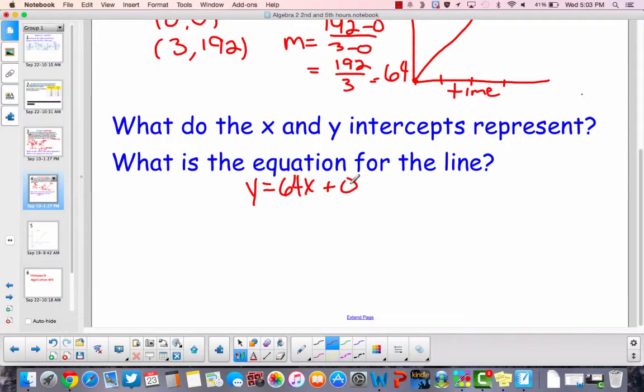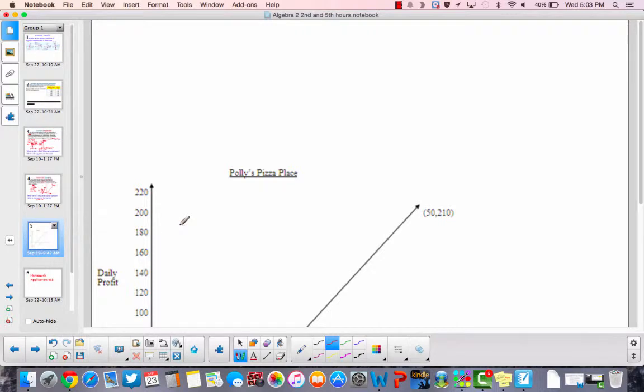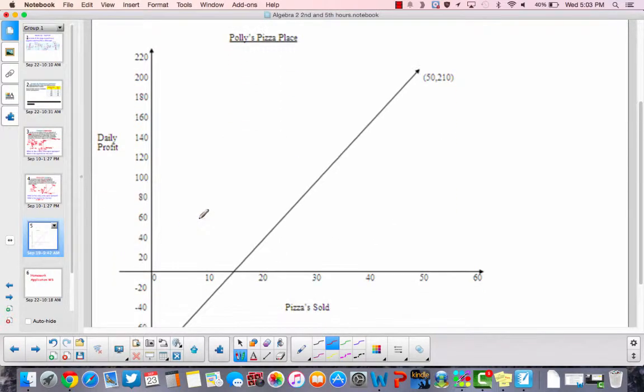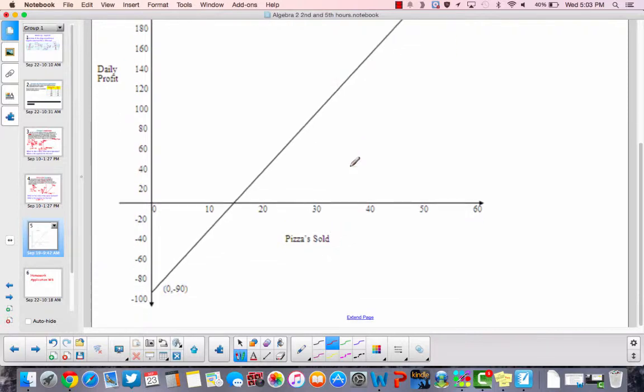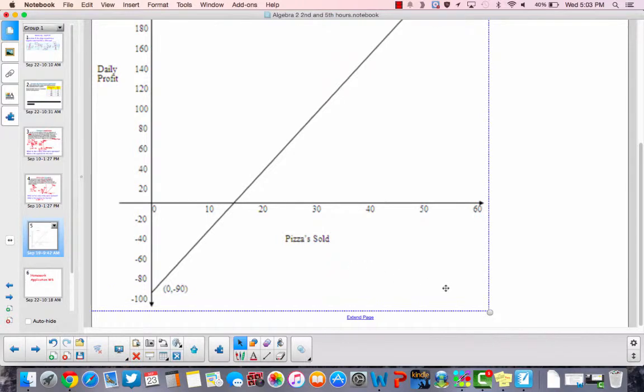All right, we're going to look at one last example. Before we do that, we're going to hand out today's homework assignment so that you can look at it. It's the example on the back. It talks about Polly's Pizza Place. All right, so you should have this graph. Let me just make it a little bit smaller here so we can all see it.